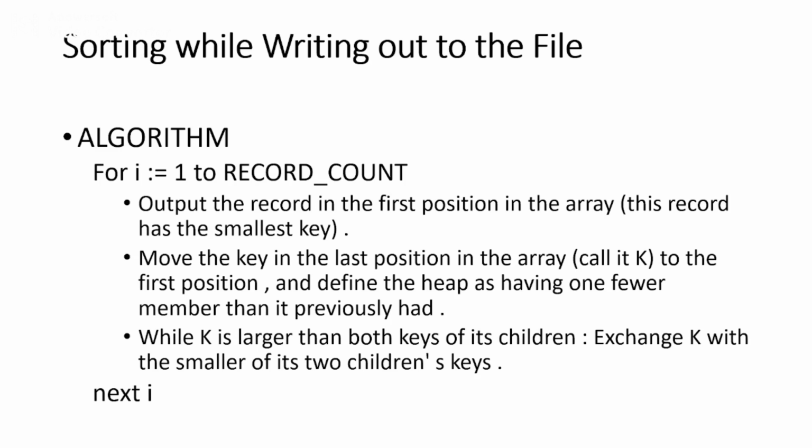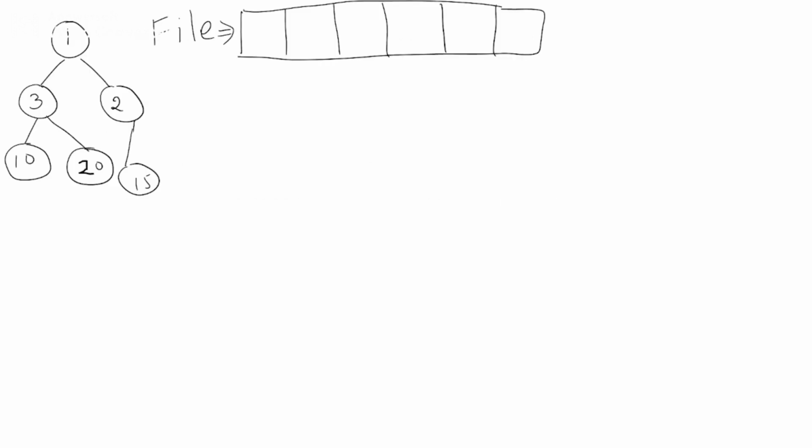Now while k is larger than both keys of its children, then exchange k with the smaller of its two children. Okay, so let me take an example for this. This is the heap whichever we have, and I want to store this to the file. I want to write it into the file. So the first thing I will write is the root element, that is 1. I will write 1 to the file.